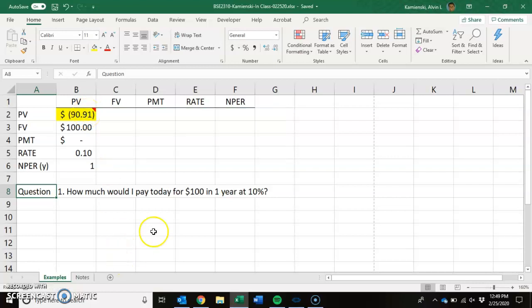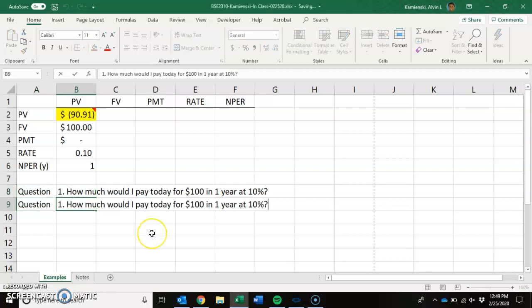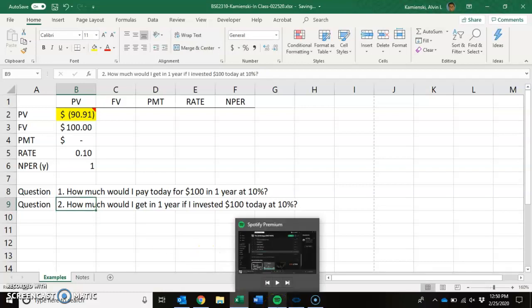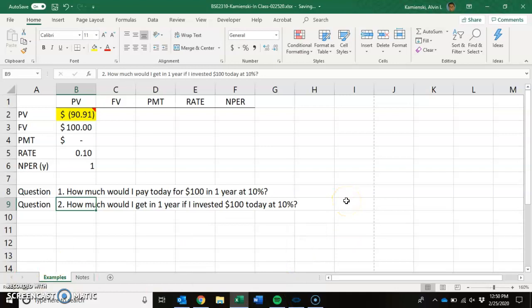All right, let's flip the switch. Here's your next question. Question number 2. How much would I get in 1 year if I invested $100 today at 10%? How much would I get in 1 year if I invested $100 today at 10%?